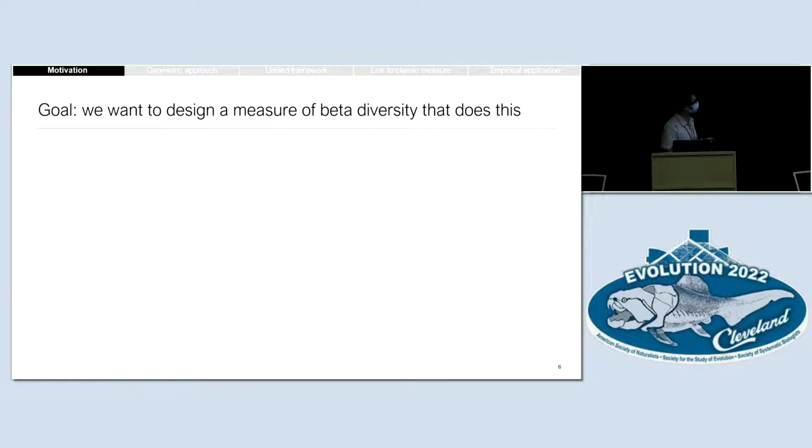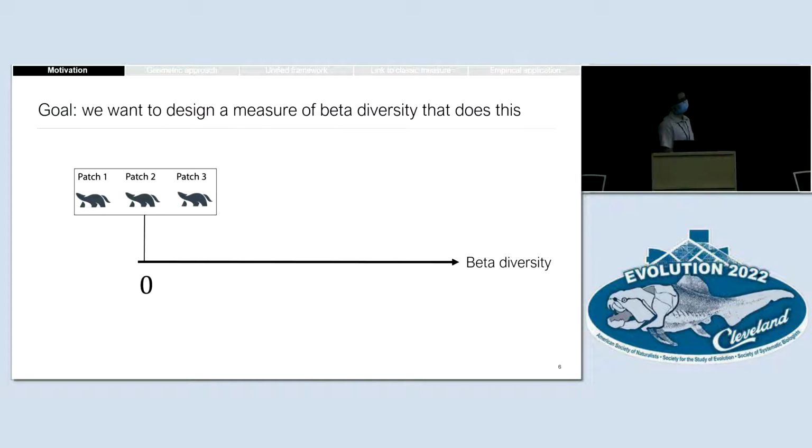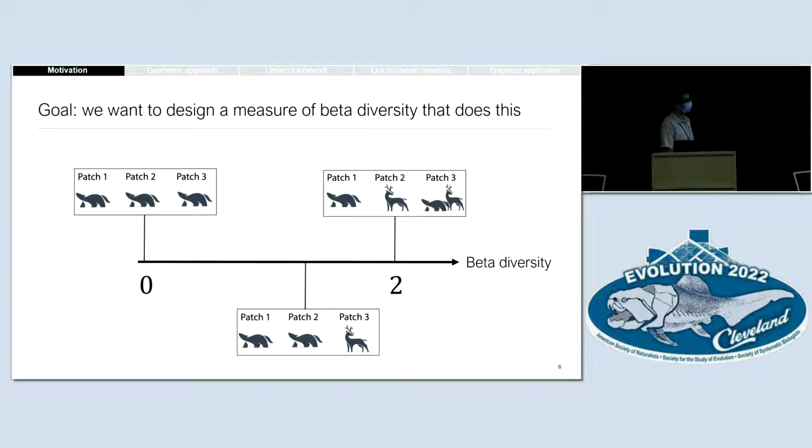So to summarize, we want to design a measure of beta diversity that would do this. This is the axis of the value of beta diversity. The minimum value of beta should be 0 when all patches have identical patch composition, so there's no spatial variation. And the maximum beta should be the same as gamma diversity, where we actually see all possible patch compositions possible with a given gamma diversity. And for all other cases, the beta diversity should be bounded between 0 and the gamma diversity.